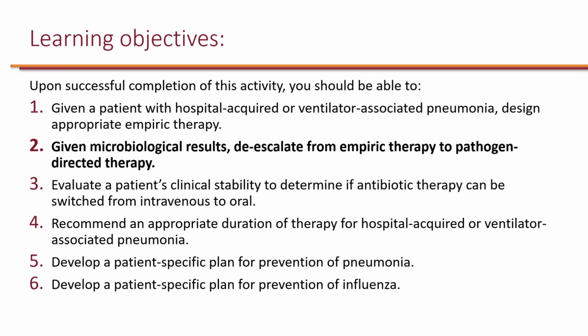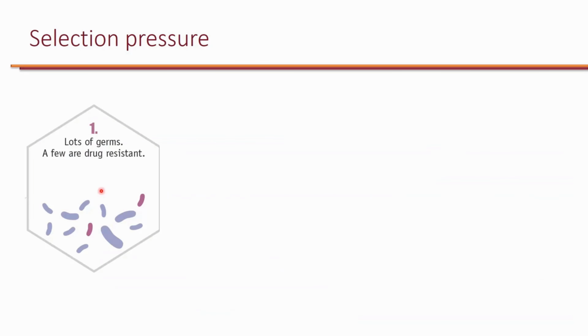We designed appropriate empiric therapy for HAP and VAP. Now, given microbiological results, let's de-escalate from empiric therapy to pathogen-directed therapy. In general, there are a lot of different types of bacteria, and they could be part of the normal flora, so they are actually essential for normal human health, or they could be colonized, which means that bacteria that are not part of the flora could be in the GI tract, for example, and not necessarily cause an infection and just colonize it.